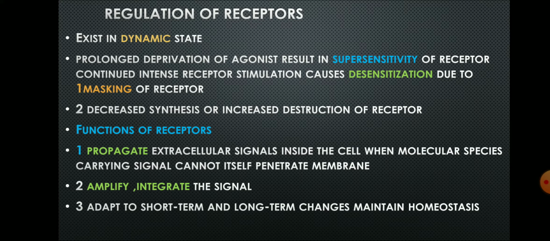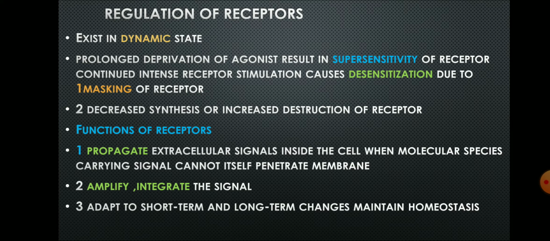Now, how is this desensitization occurring? It occurs either by masking of the receptor, or by decreased synthesis or increased destruction. Some molecules will come onto the receptor and mask it so that the agonist cannot attach. Or the synthesis of receptors will decrease, or the destruction of receptors will increase. Now we'll see the last topic, functions of receptors.